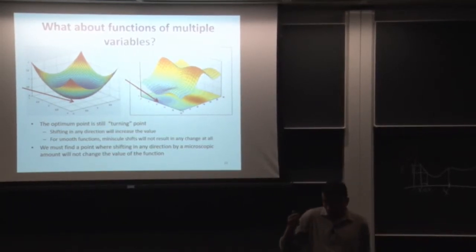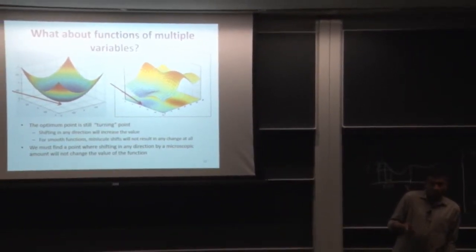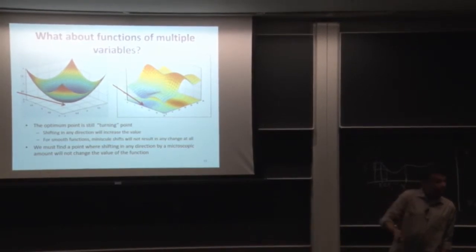So you'd have to check to make sure that every component of the gradient is 0. If only some components are 0 and others are not, is that a minimum? No, because there are some directions where the function continues to change.